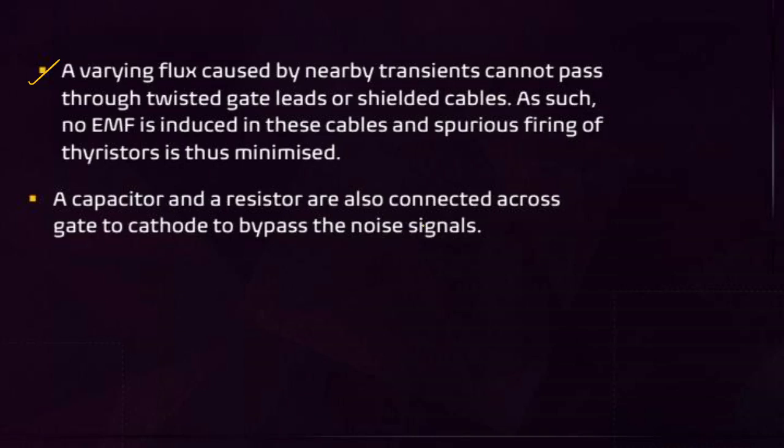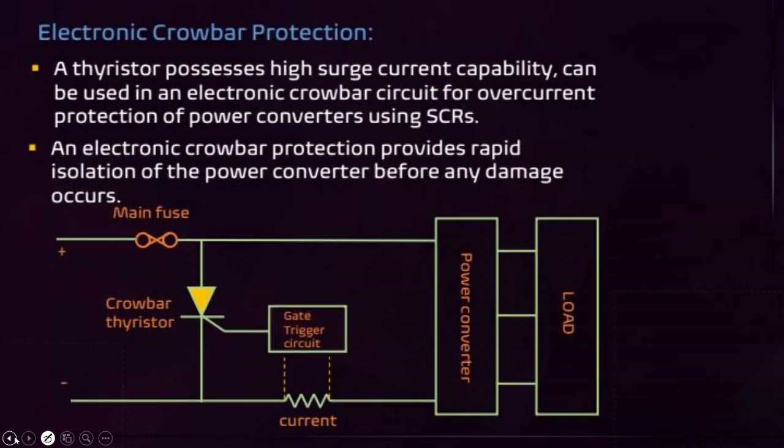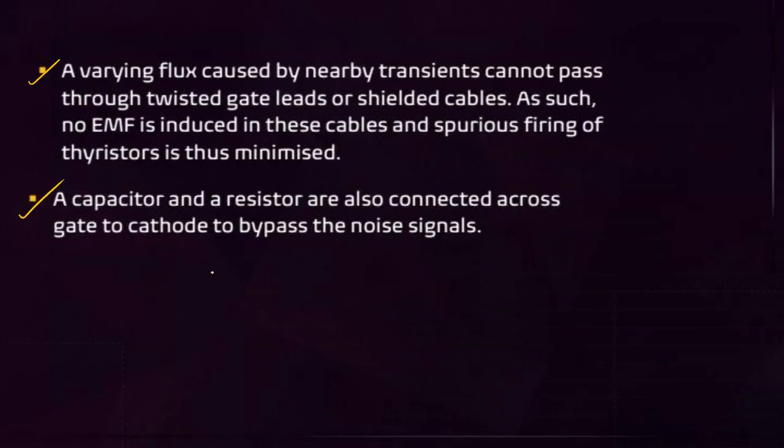A capacitor and resistor are also connected across gate to cathode to bypass the noise signal. That is a high pass filter. The RC filter bypasses the high frequency noise signal. That is a separate protection scheme employed for the gate.